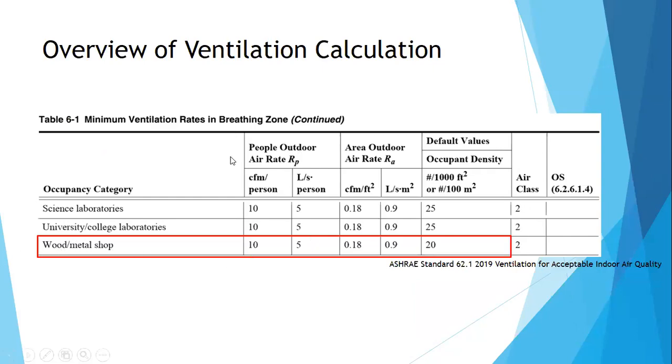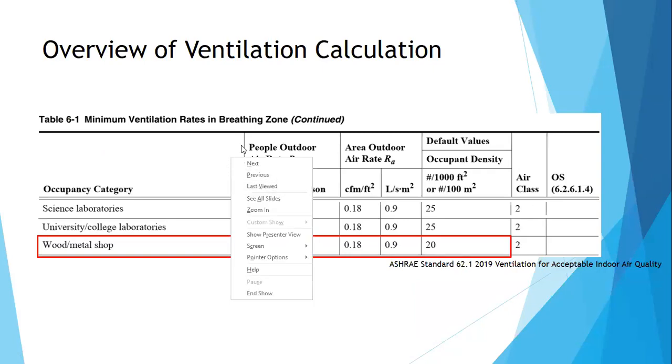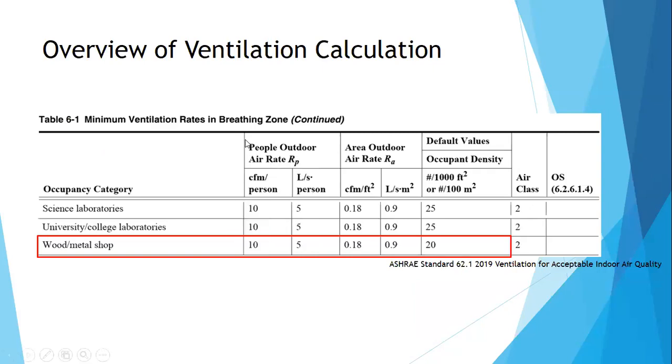There are two criteria, people outdoor and area outdoor. People outdoor is based on the occupancy, and the area outdoor is based on the area of a space. Take note, this doesn't consider the height of the space. Just consider the horizontal floor area.